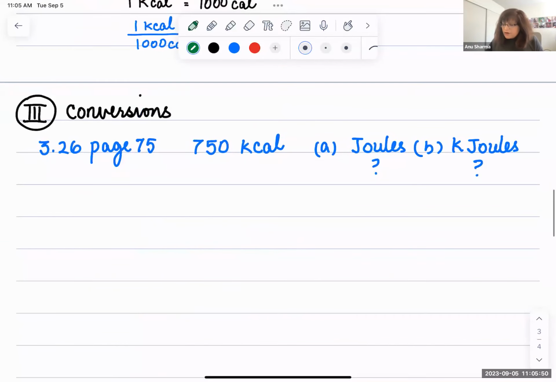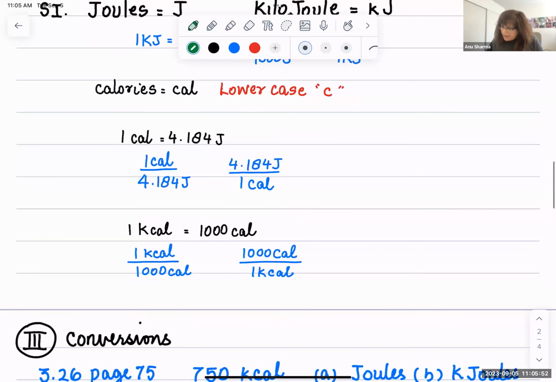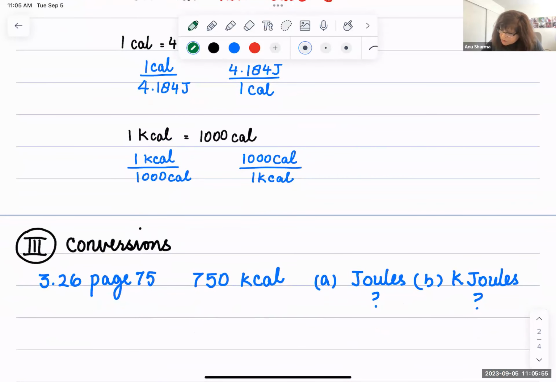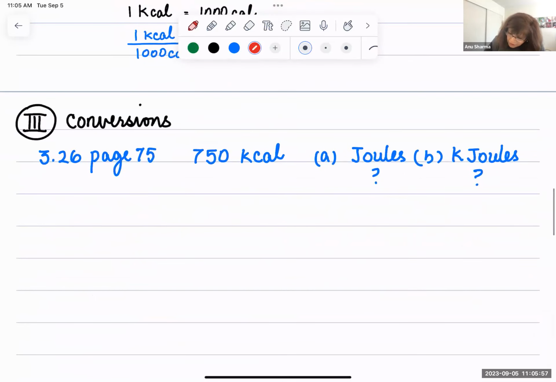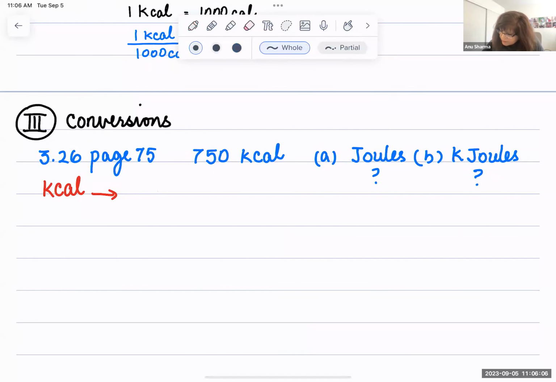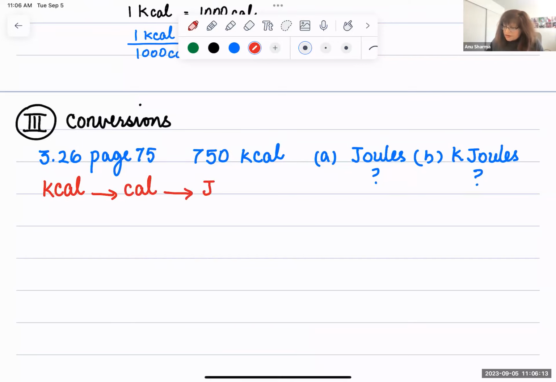So we are going to write down what we know. This is going to be our strategy. Kilocalories have to first be converted into calories, the small calories, and the small calories need to be converted into joules. And later we convert joules to kilojoules. This is our strategy because there's no direct conversion.